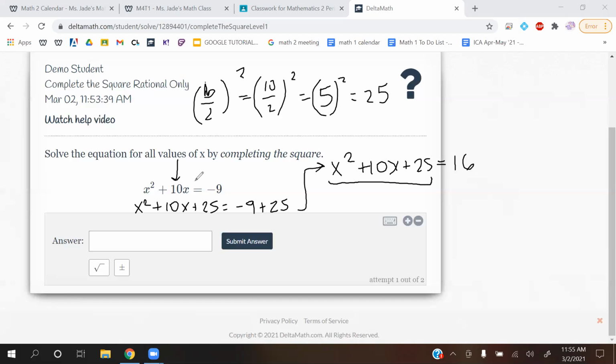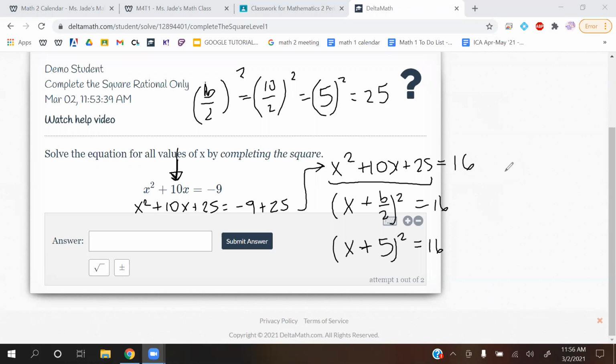Let's rewrite this piece as x plus b over 2 squared is equal to 16. So what is our b value? Remember, our b value is 10. So this is x plus 10 divided by 2. So this is x plus 5 squared. Okay, before I continue, are there any questions up until here? All right, so like I said, we have completed the square.